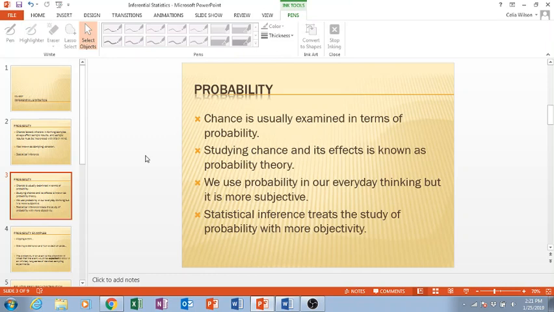Statistical inference, on the other hand, gives us a way to treat the study of probability with more objectivity, at least more objectivity on the surface. When we start to dig a little bit deeper, we're going to see that just like with descriptive statistics, researcher judgment is going to be critical here. You, as the researcher, will have the opportunity to make decisions all along the way in your study that can impact the outcome.